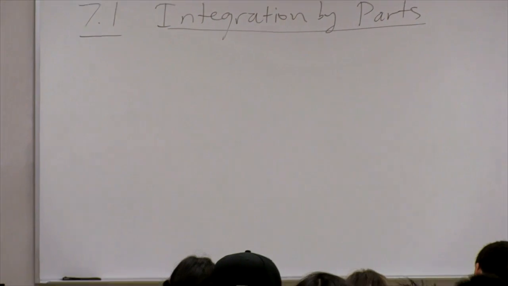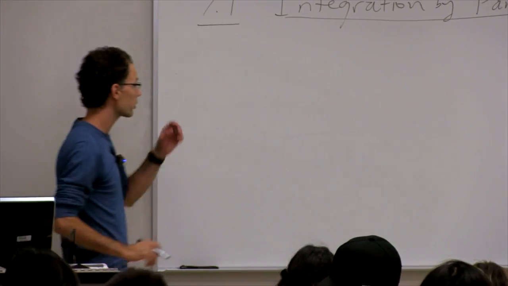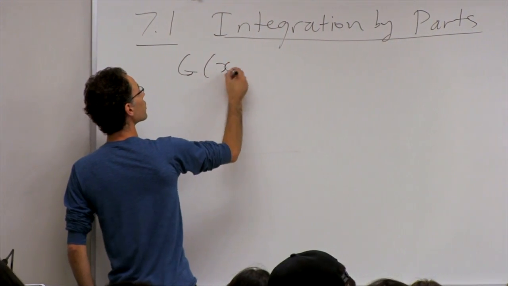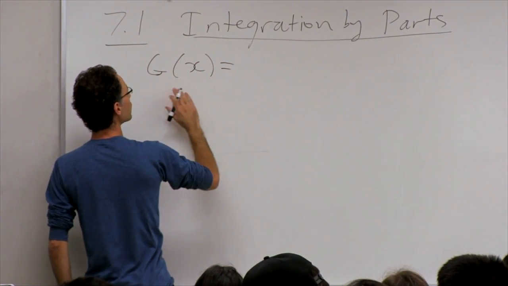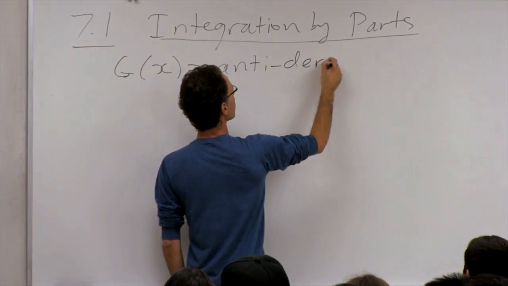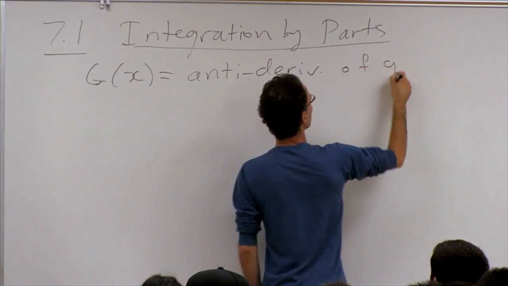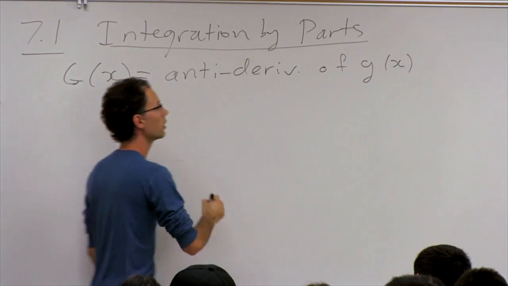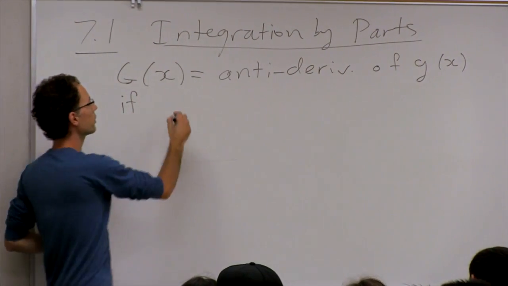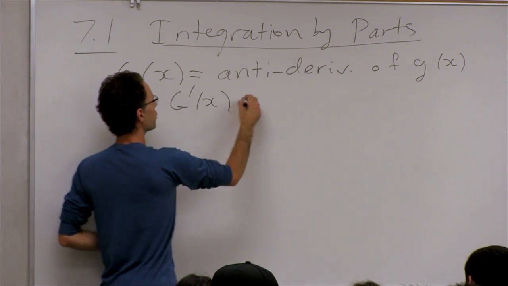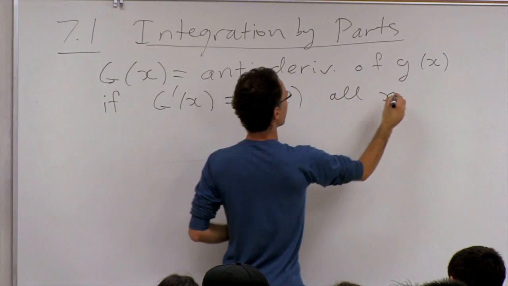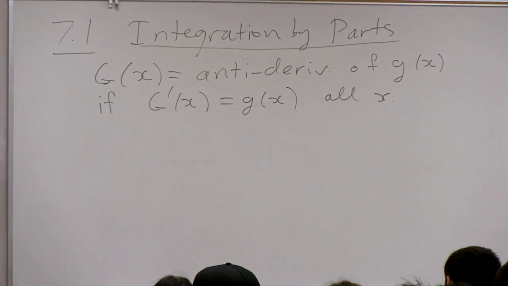I want to start out at the very beginning of the class. Probably the very first thing you learned was the notion of an antiderivative. I write G is the antiderivative of little g if this has derivative always equal to little g of x. So this holds for all x.